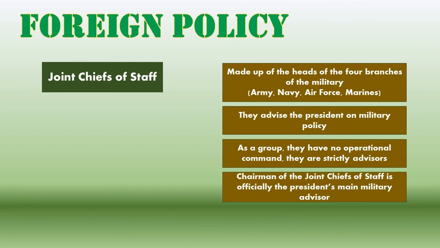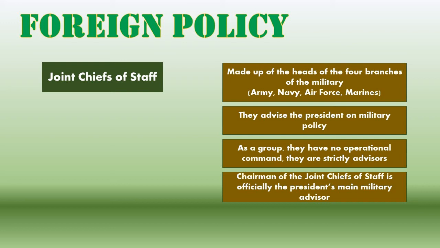Also, right at the top, we've got the Joint Chiefs of Staff. This is the heads of the branches of the military. So the heads of the Army, Navy, Air Force, and Marines, maybe one day the Space Force. They advise the president on military policy. So they just give the president advice. They don't make the decisions, but they tell the president what they think ought to happen here.